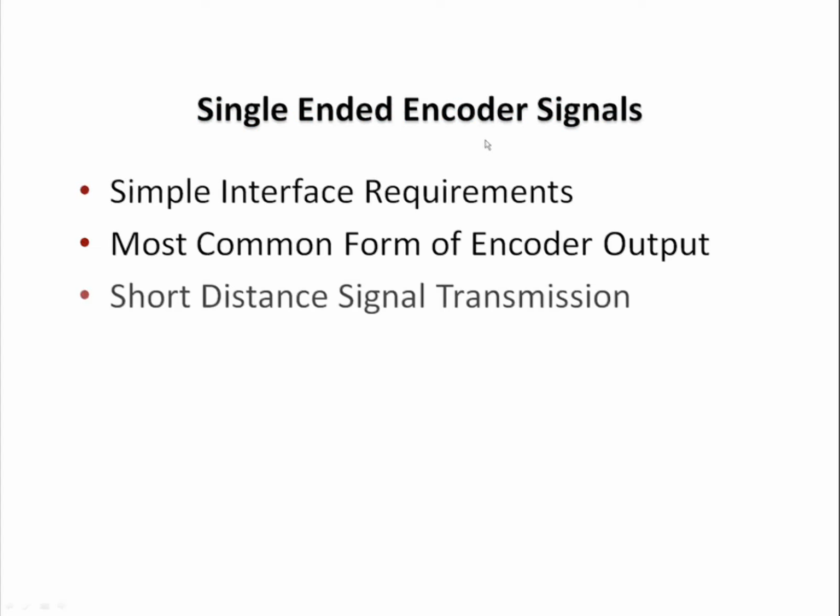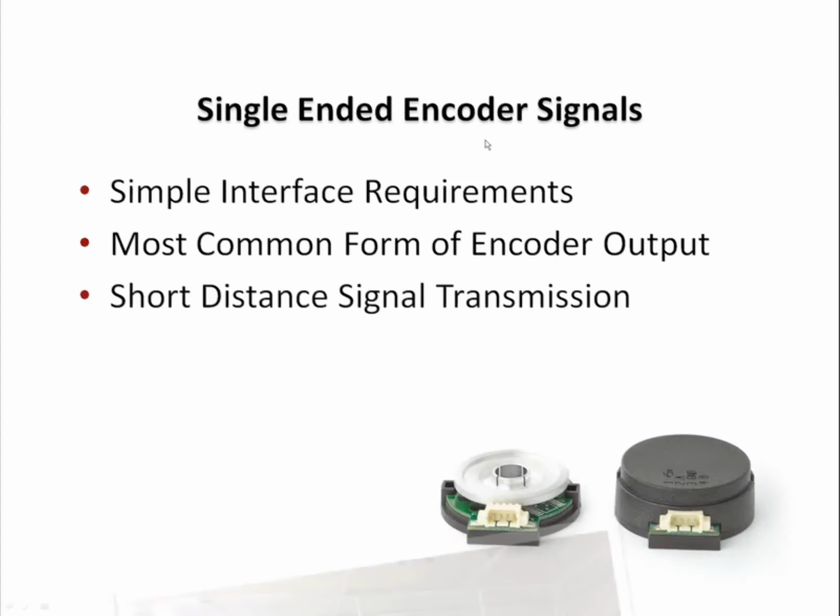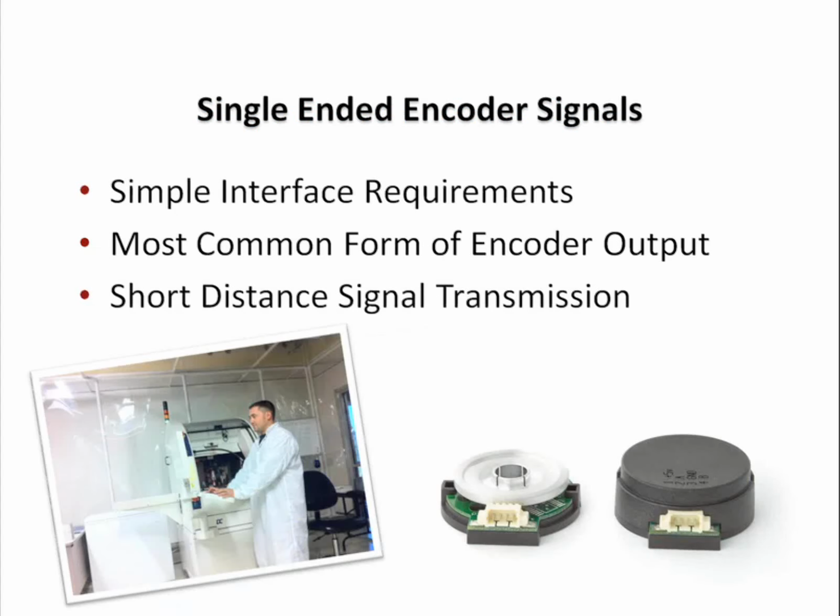And so the takeaways for single-ended encoder signals: it's a simple interface. It doesn't require a whole lot of electronics on the receiver side to read the signals. It's the most common form of encoder output you'll find. And it's suitable for short distance transmission. And it's all a function of your environment. If you're in a lab environment, you can increase the distance of transmission of your single-ended signals.